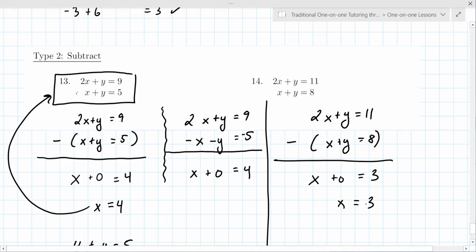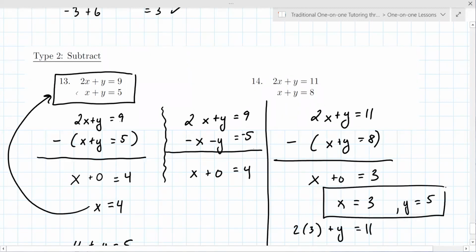Okay, so now which equation are you going to go back to and try to? The top one. Okay. So then when I make it 2 times 3 is 6, and then y equals 11 minus 6, which equals 5. Y equals 5.